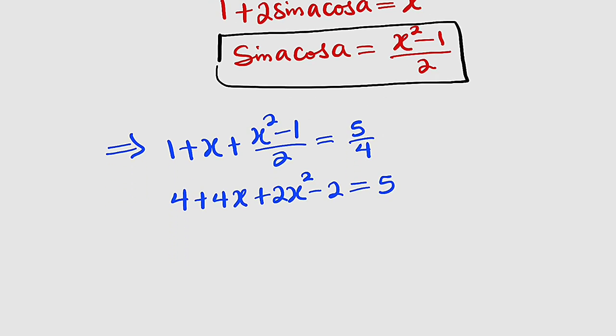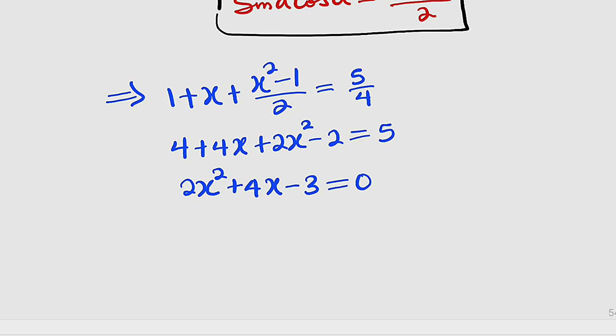I would like to take every single term to the left hand side, starting with the leading term, which is 2x squared, followed by the term with x, which is just 4x. Then we have the constant. 4 minus 2 is 2. As this crosses over, it becomes negative. Then 2 minus 5 is negative 3. Everything equal to 0. This is a quadratic equation, right? We are going to solve for x.